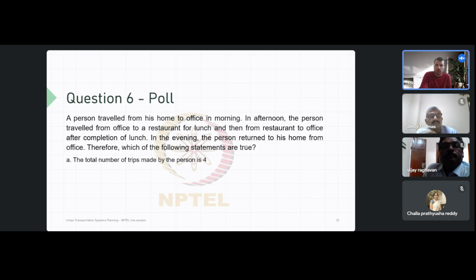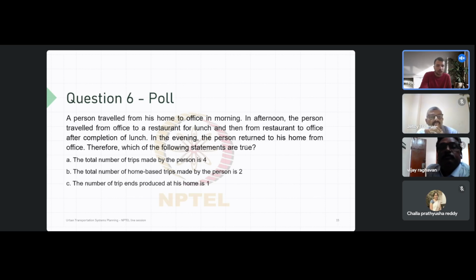So there will be four statements. Total number of trips made by the person is four. Total number of home-based trips made by the person is two. The number of trip ends produced at his home is one, and the number of trips attracted to his office is two.